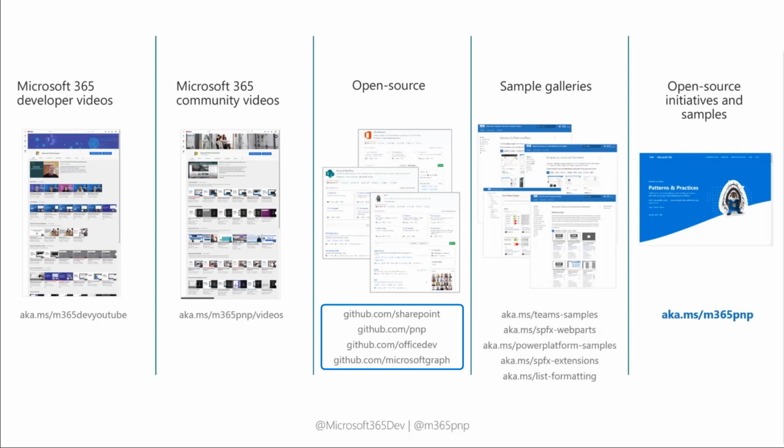We have a lot of open source assets available in multiple different locations, a lot of sample galleries. We are finalizing the testing of the unified Microsoft 365 sample gallery right now, which is really cool. So there will be pretty soon a new unified sample gallery where you can go and search for Microsoft Teams samples and SPFx samples, or even list formatting samples or Power Platform samples from one single location. That's really useful for everybody in the Microsoft 365 area. And if you're wondering that there are too many URLs to remember, no, only one: aka.ms/m365pnp.